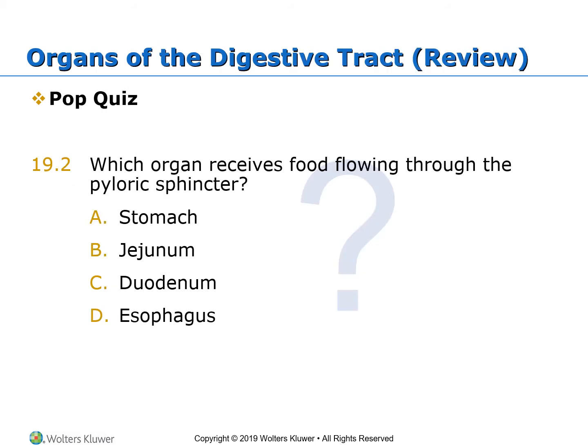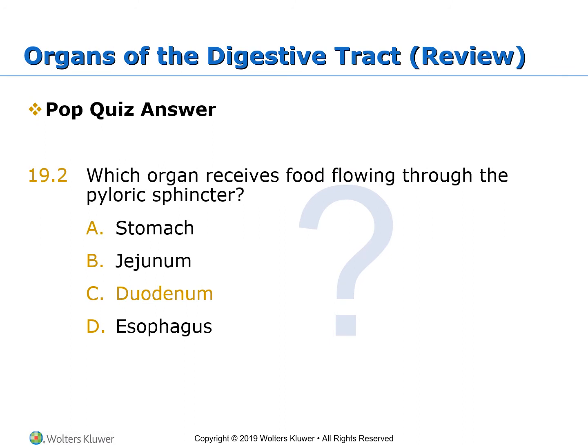Which organ receives food flowing through the pyloric sphincter? A, the stomach, B, jejunum, C, duodenum, or D, esophagus. The organ receiving the food flowing through the pyloric sphincter is C, duodenum.